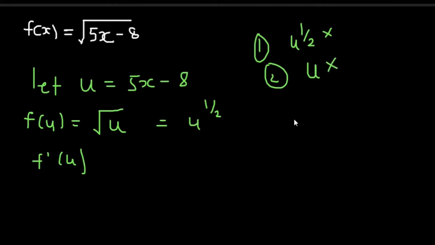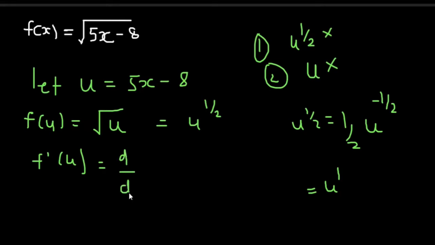You know, u to the power half, the derivative will be equal to 1 over 2 times u to the power half minus 1, which is minus half. And then the derivative of u will be u prime. So f prime of u will be equal to d over du of u to the power half times d over dx of u. That's changing u with respect to x.